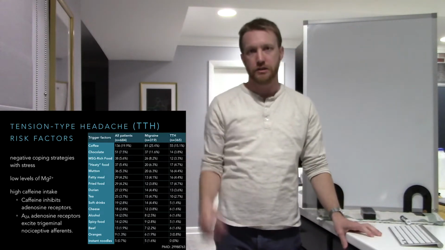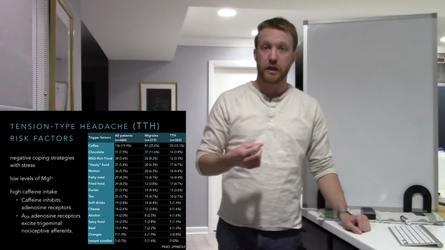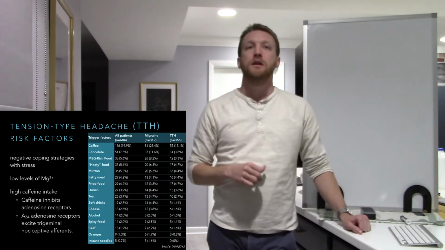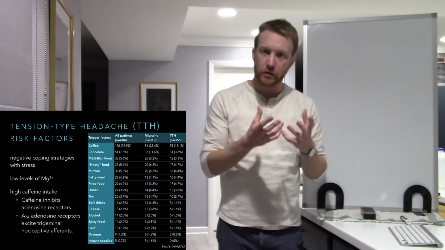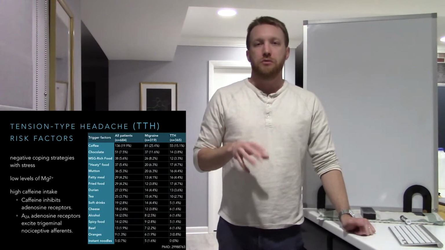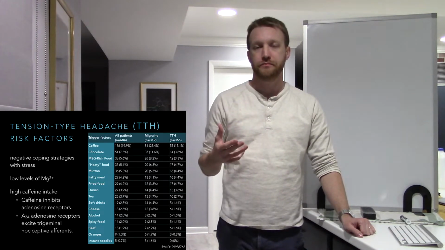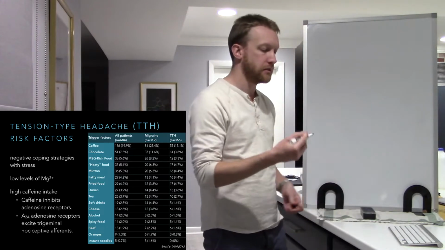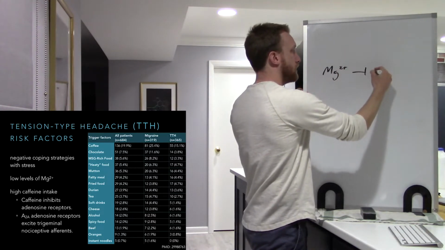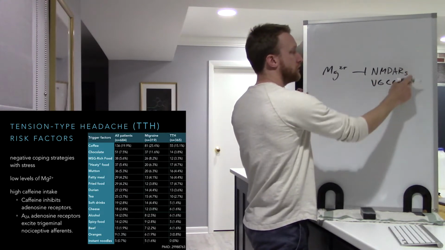So negative coping strategies with stress is a major risk factor, as opposed to a positive coping strategy like exercise or meeting with friends and laughing away your stress. The negative coping strategies would be internalizing that, focusing on it, and kind of dwelling on it. Low levels of magnesium are also associated with headache, really any type, and that's because the low levels of magnesium are going to increase the excitability of those trigeminal neurons. So remember that magnesium is going to block NMDA receptors, and voltage-gated calcium channels. Both of these are excitatory.